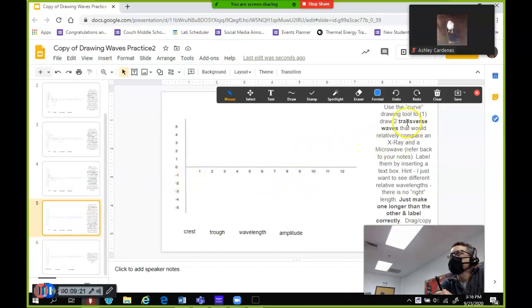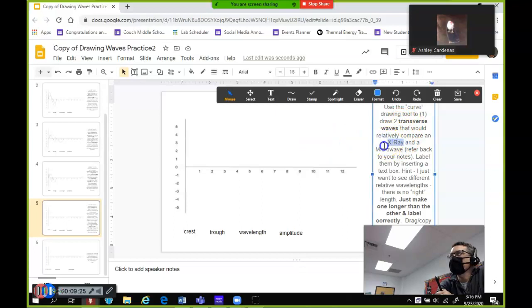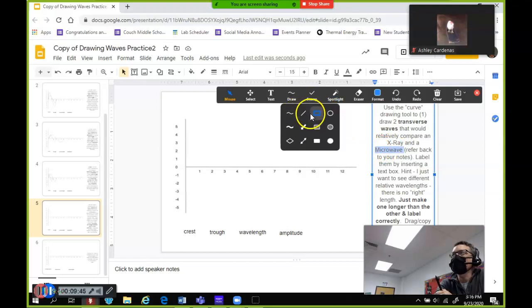This 5th one, I was asking you to go back and look at your notes because I wanted you to compare an X-ray and a microwave. If you went back and looked at your notes, there was a page where there was a potato getting a suntan, you know, because that's what potatoes do. I guess he was baking. And if you looked at those pictures, what we saw is that the difference between an X-ray and a microwave and all the other rays that we have was simply in their wavelength.